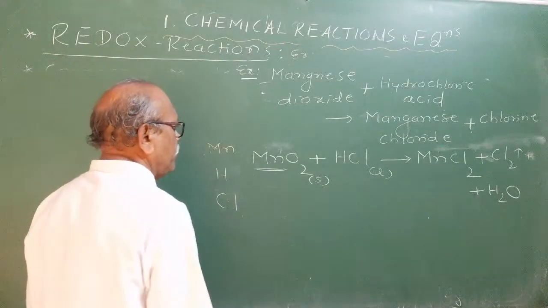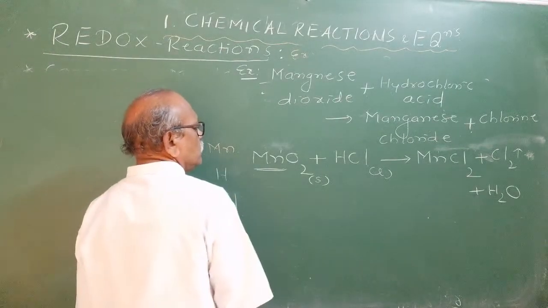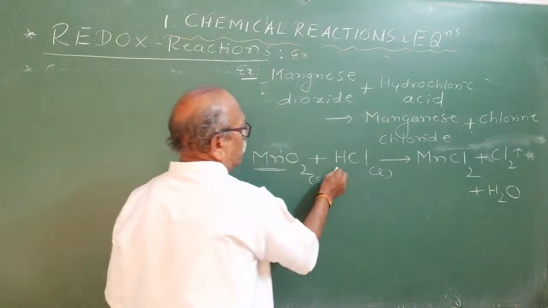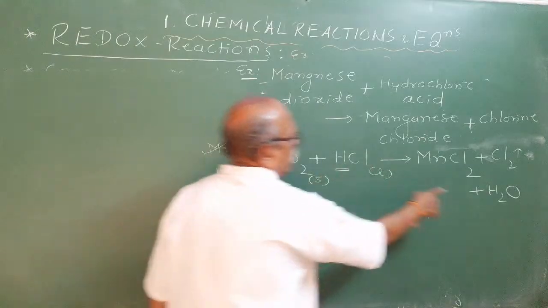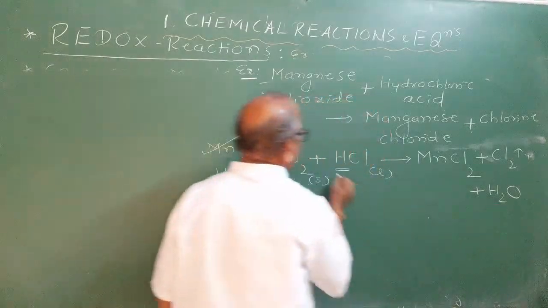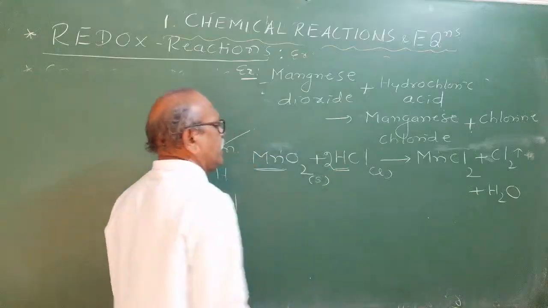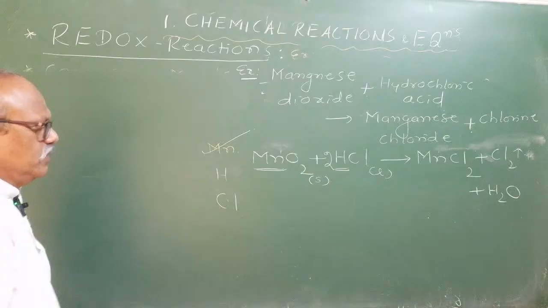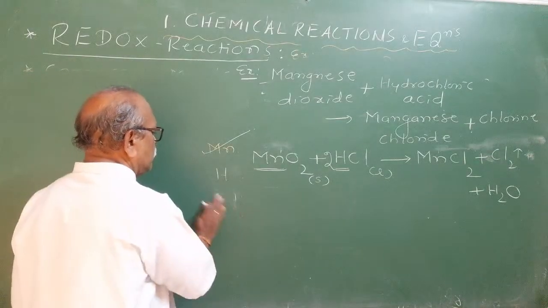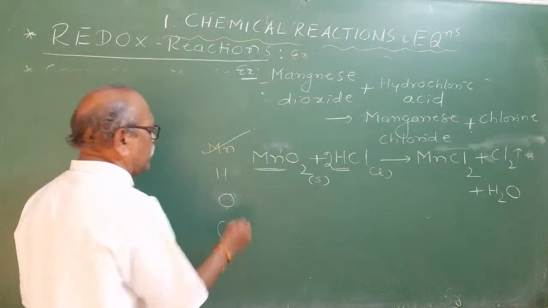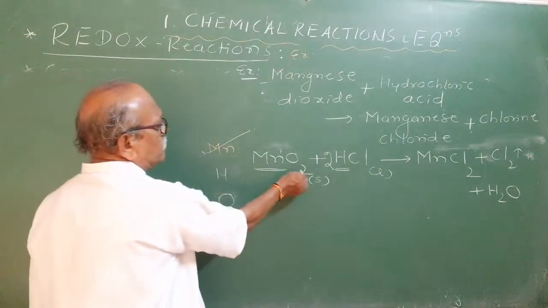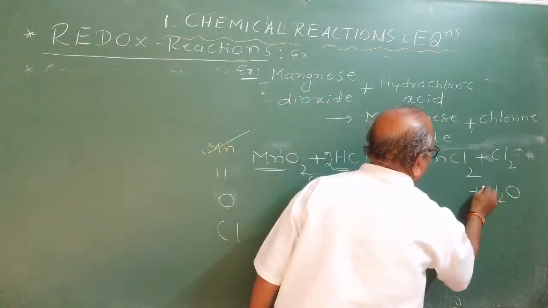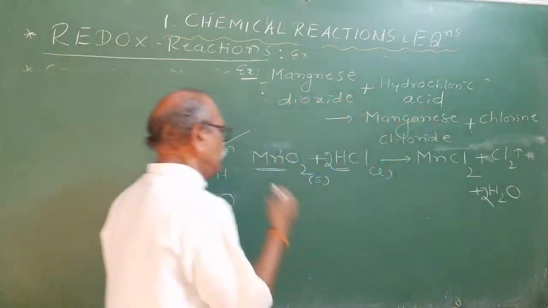What happened here? Now manganese atoms are balanced. Next, hydrogen atoms. How many hydrogen atoms on the left? 1. How many on the right? 2. Therefore to balance it, let me make it 2HCl. Now then you balance oxygen, lastly chlorine. How many oxygen atoms on the left? 2. On the right? 1. Therefore you make it 2H2O.